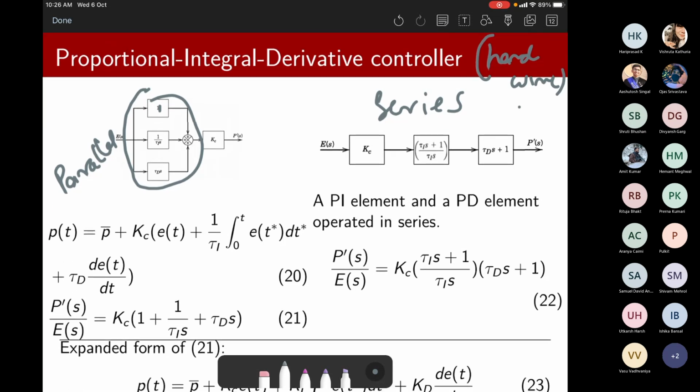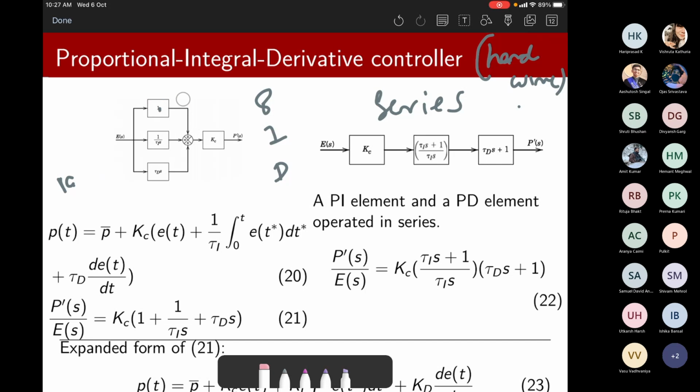So we know three things are there in your PID. One is of course the P term, one is the integral term, and the derivative term. What the parallel implementation of the PID does, in the hardware, is take the error signal and just apply it to the I element, P element, and D element.